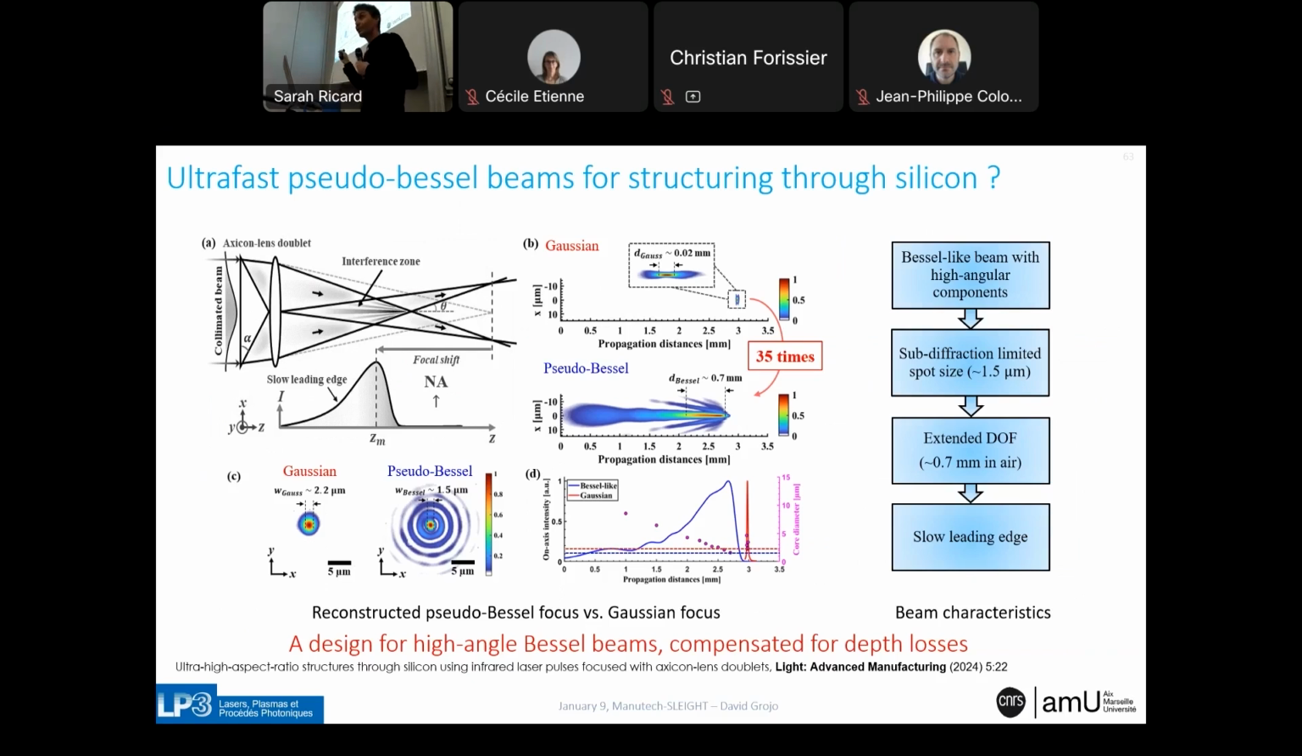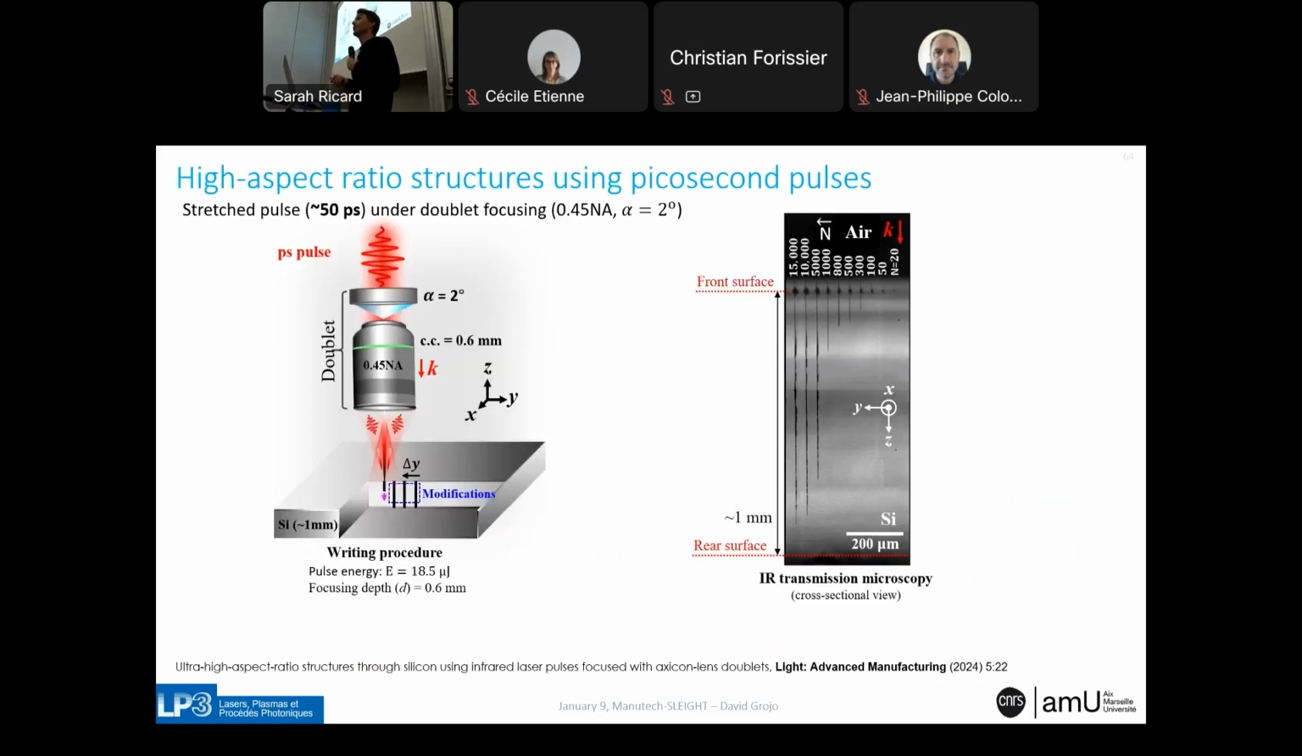For the case of silicon, we needed Bessel beams created with very high angles. So we had to develop what we call an Axicon lens doublet, a new approach based on Axicon lens doublet, very simplified. But we confirm that by this simple method, we can produce spots smaller than the equivalent Gaussian beam. And also, this is a Gaussian spot along the propagation direction. And this is how it looks if you work with an appropriate Axicon lens doublet.